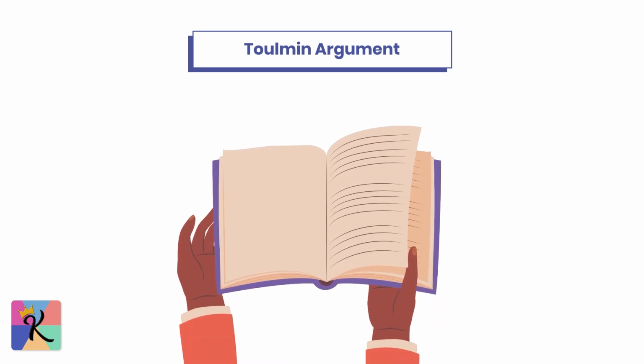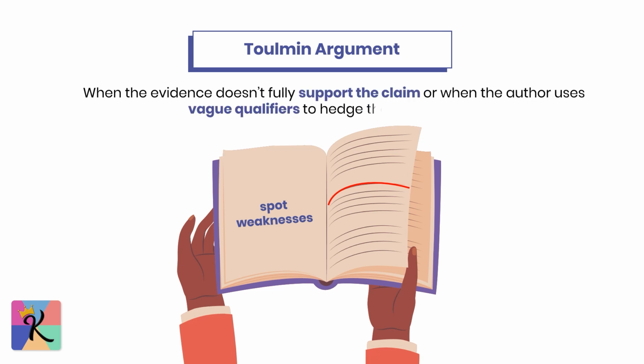Understanding the Toulmin model can help you spot weaknesses in an argument, such as when the evidence doesn't fully support the claim, or when the author uses vague qualifiers to hedge their statements. When you identify these weaknesses in a passage, you can bet that a question will target that area.